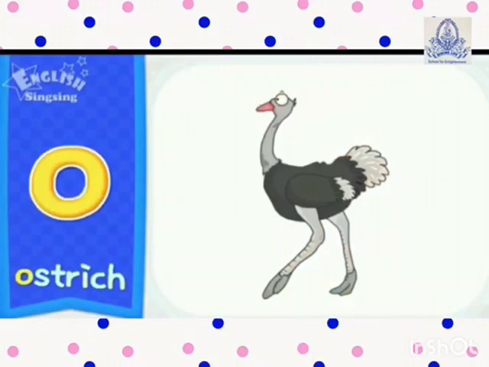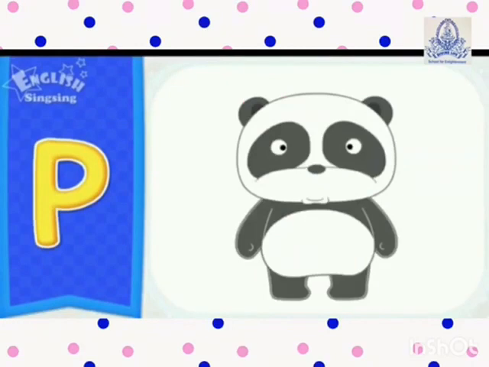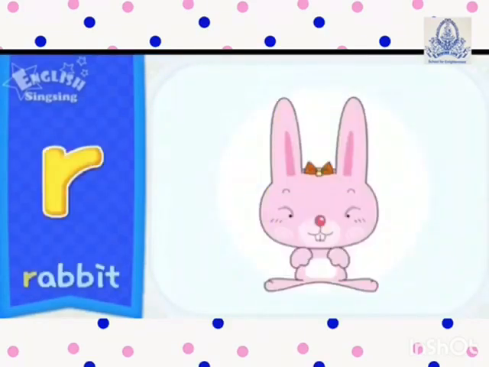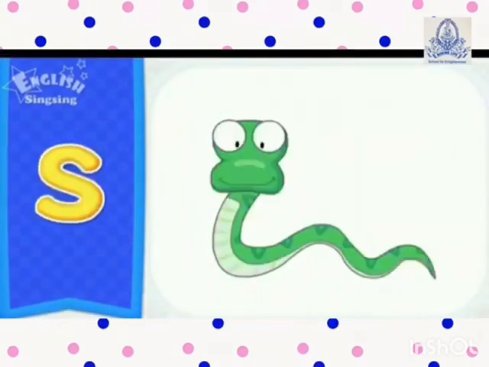O is for ostrich. P is for panda. Q is for queen. Quack, quack, queen. R is for rabbit. S is for snake.